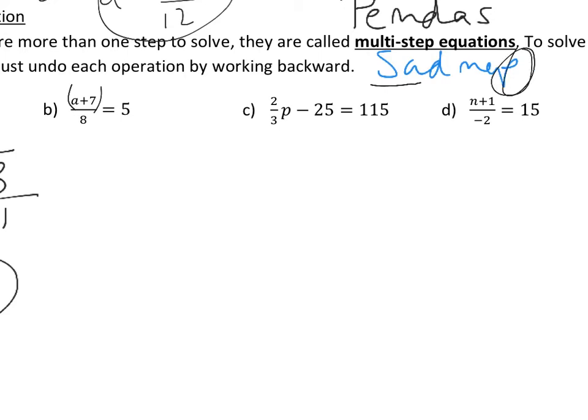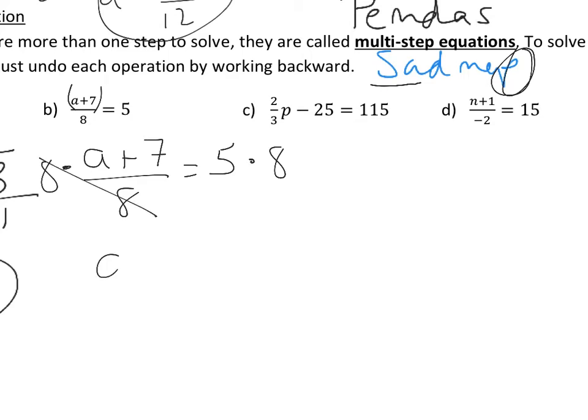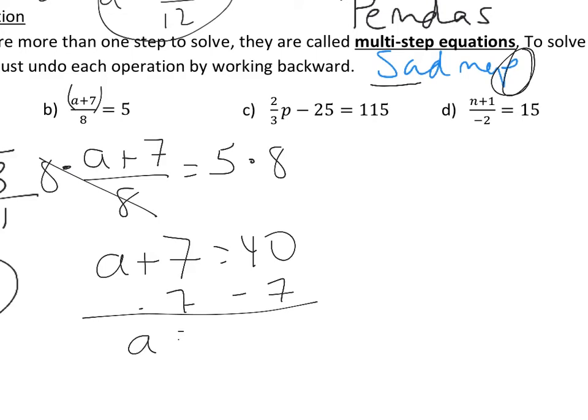So we're going to leave our numerator alone. In order to get rid of the division by 8, I'm going to rewrite the problem so I have more room. I need to multiply both sides by 8. 8 over 8 cancels to 1, so I'm left with just the numerator. A plus 7 equals 40. Subtract 7 from both sides, and I get A equals 33. Please try the next two on your own.